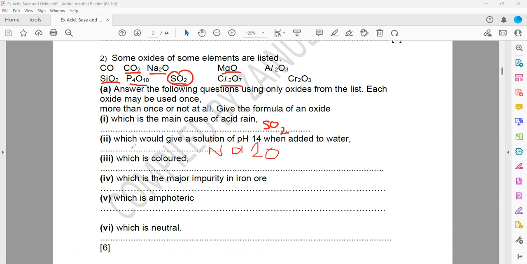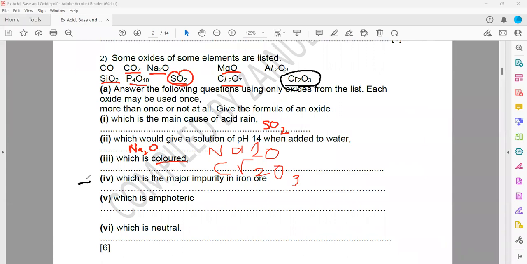So which one is a basic oxide which gives a pH 14? That is sodium oxide. Which is colored? To form a colored compound, there must be a transition element present. So chromium oxide, the transition element present, so Cr2O3.